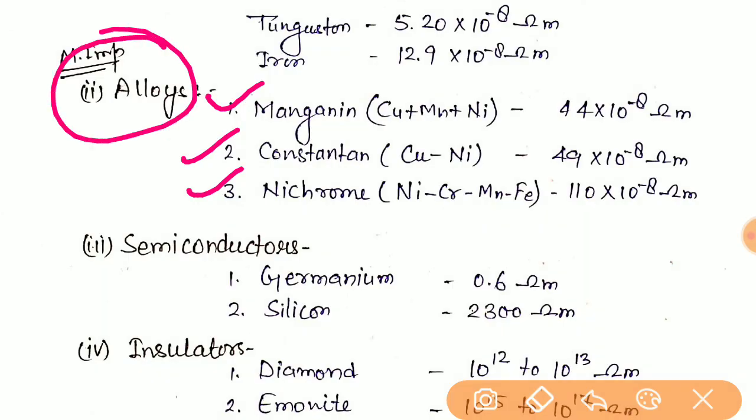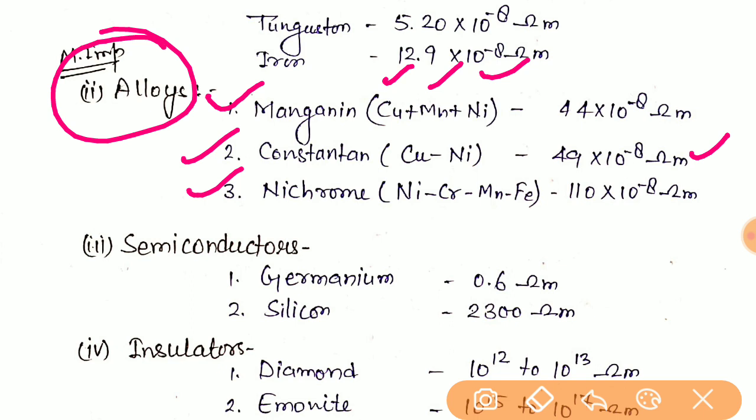This is most important, you keep in your mind, and this question is asked in your exam: what is the composition of manganin, what is the composition of constantan, what is the composition of nichrome, and where they are used. So let us see, manganin is made up of copper, manganese, and nickel, and its resistivity is 44 into 10 to the power minus 8 ohm meter. Constantan is made up of copper and nickel, and its resistivity value is 49 into 10 to the power minus 8 ohm meter.